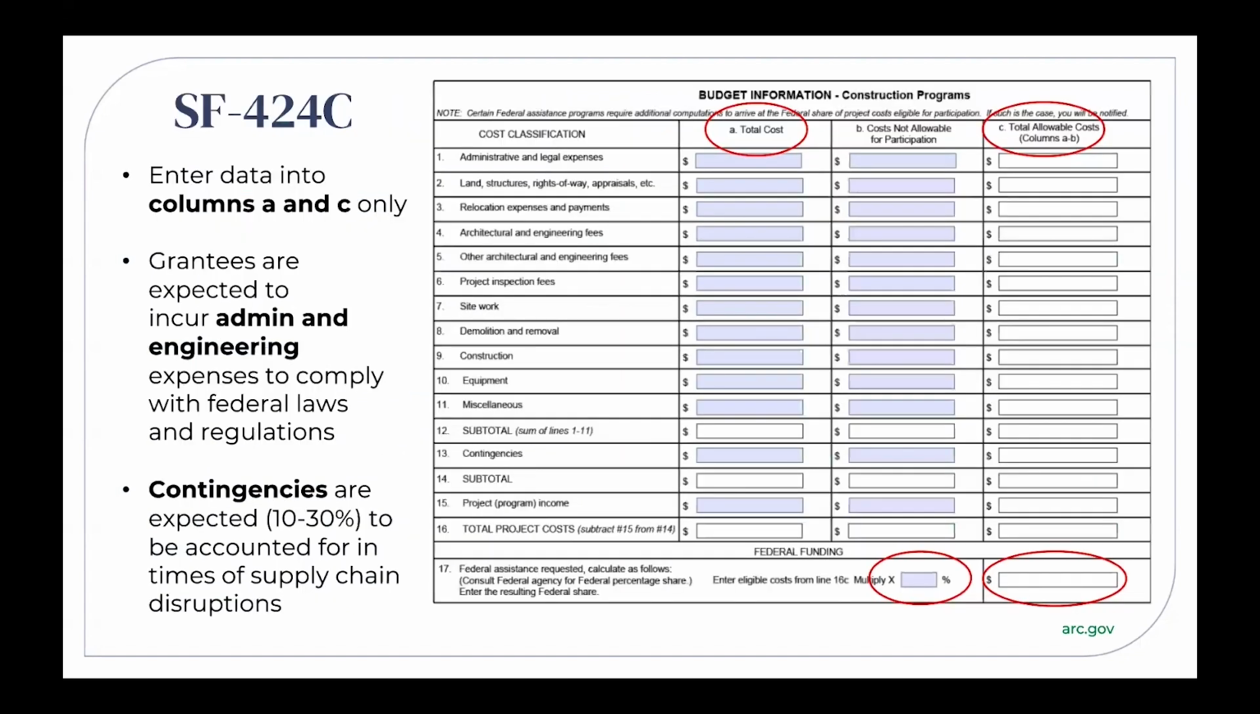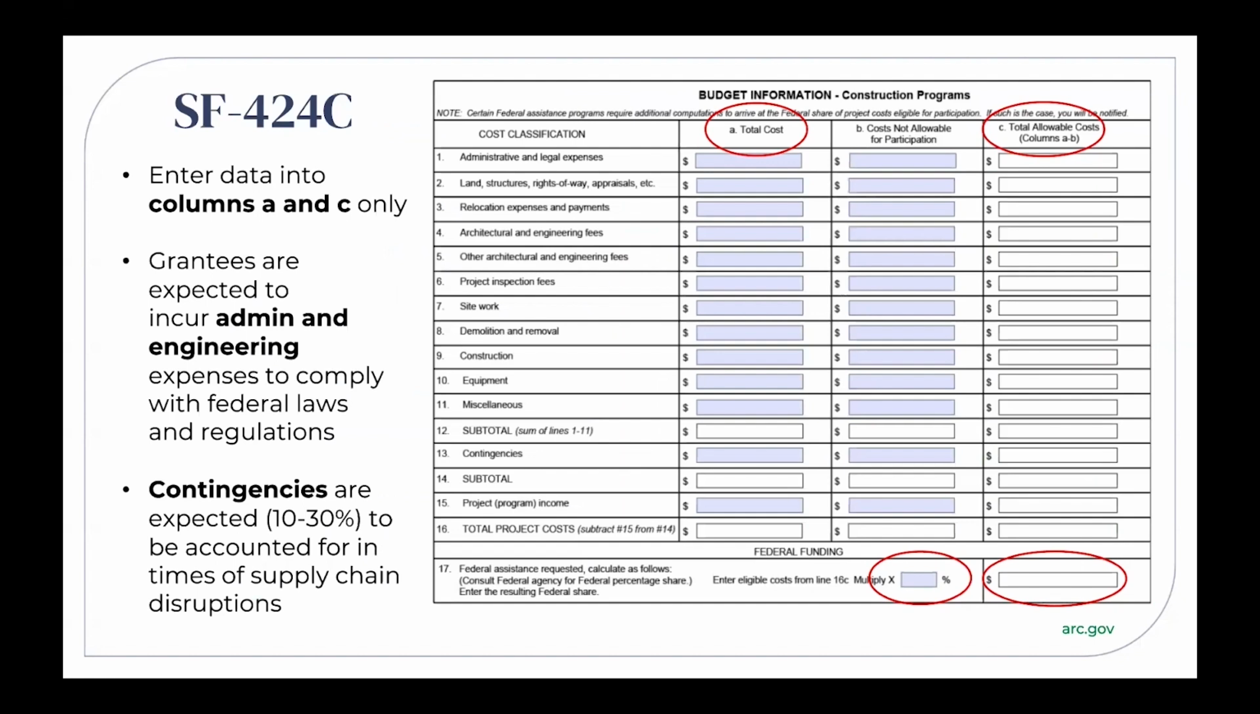Now let's take a look at each of these components I just mentioned that are required for construction projects. This is the SF424C, the budget form for construction projects. You only need to enter data into columns A and C, total costs and total allowable costs.